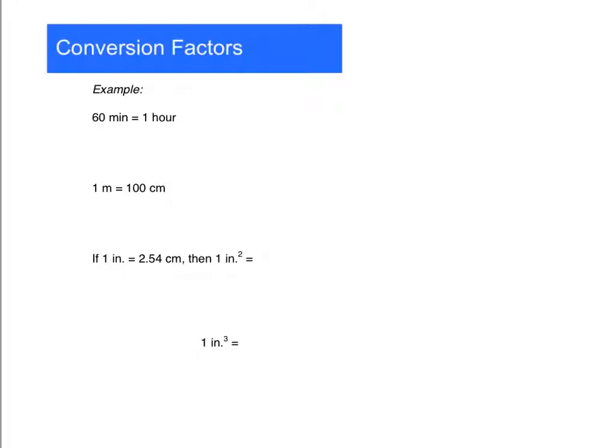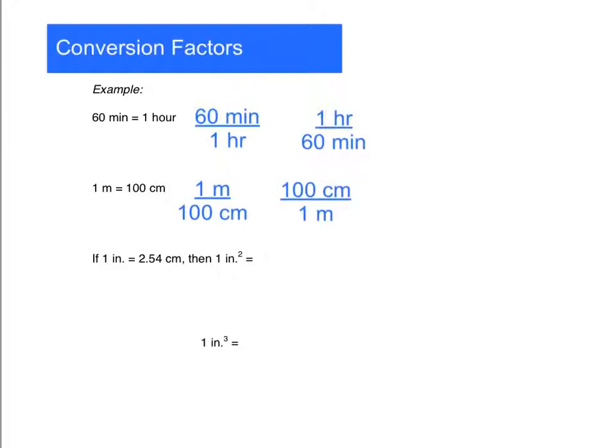Okay? So for these, we're just going to write the conversion factors. So for the first one, that can be written as 60 minutes over 1 hour, or 1 hour over 60 minutes. The next one would be 1 meter over 100 centimeters, or 100 centimeters over 1 meter. And then the last one gets into what we would do if we have a slightly different unit than what we're given the conversion for.